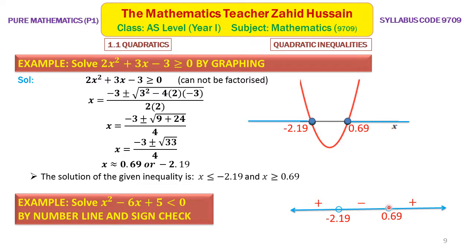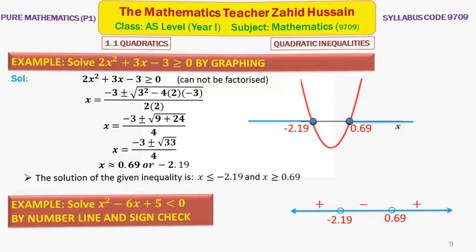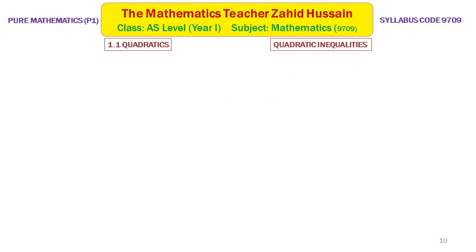The graph is positive from this point to positive infinity, and from this point, minus 2.19, to negative infinity, and between these 2 points the graph is negative. We do not need these values, so we will write as we did in the graphing method.